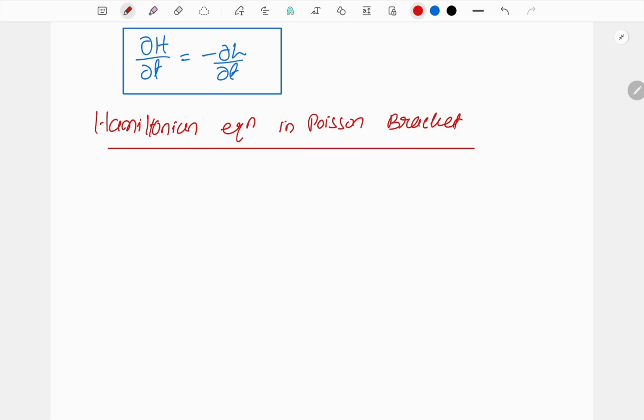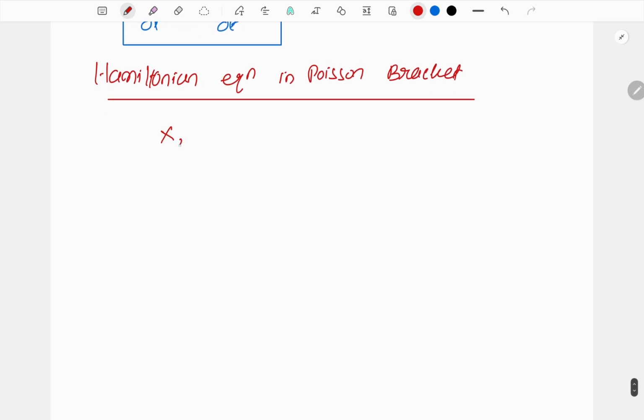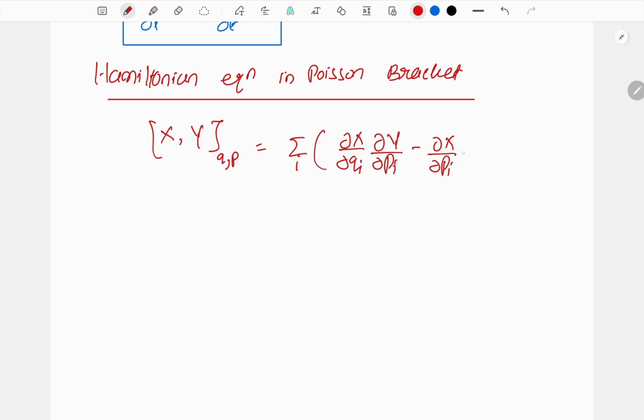How do we write this? So we write this in this way: for a function of P and Q, summation over i, dou X upon dou Qi, dou Y upon dou Pi, minus dou X upon dou Pi, dou Y upon dou Qi. We generally write it in this format. Okay.